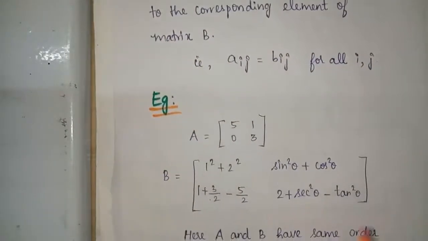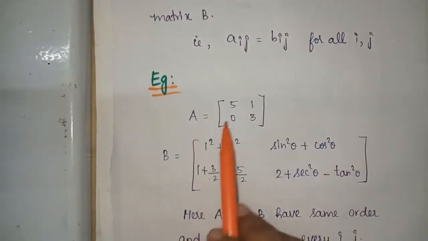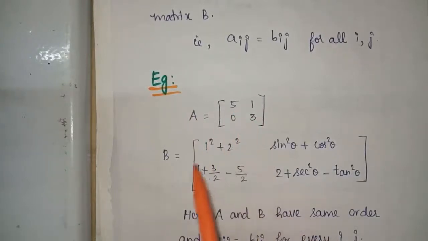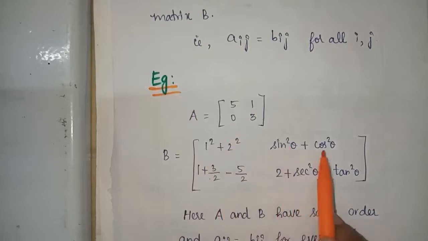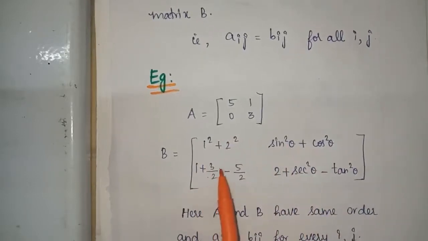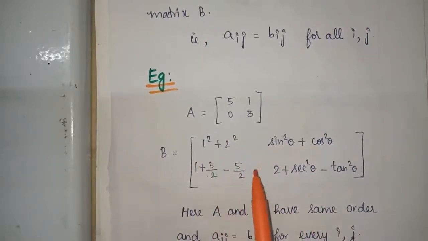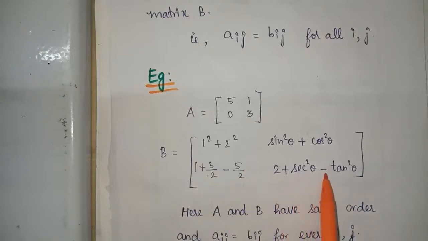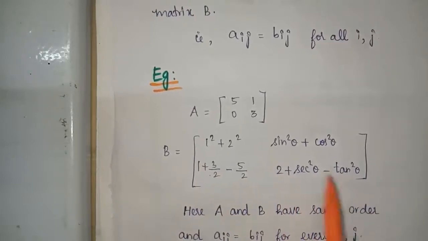For example, here we are taking two matrices. A is equal to 5, 1, 0, 3. B is equal to 1 square plus 2 square, sin square theta plus cos square theta, 1 plus 3 by 2 minus 5 by 2, 2 plus secant square theta minus tan square theta.